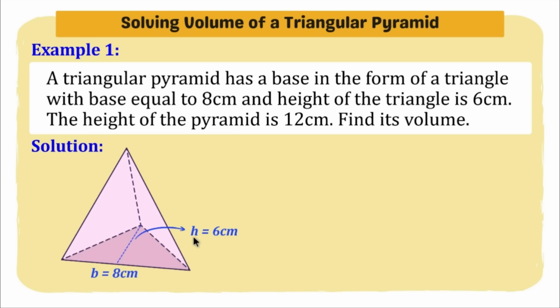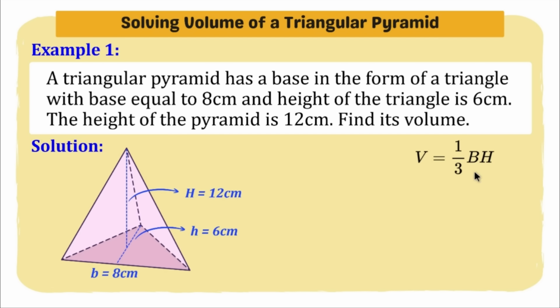We will use the small letter H. Okay, for the height of the base triangle. Next, the height of the pyramid is 12 centimeter. Ito na po yung mismong height ng ating pyramid. So the height of the pyramid is 12 centimeter. This time we will be using the uppercase H to differentiate it from the height of the triangle base. Kaya po magkaiba yan. Kaya dun sa formula natin, ang gagamitin natin is ito sa volume. Okay? Ito naman po dun sa base.